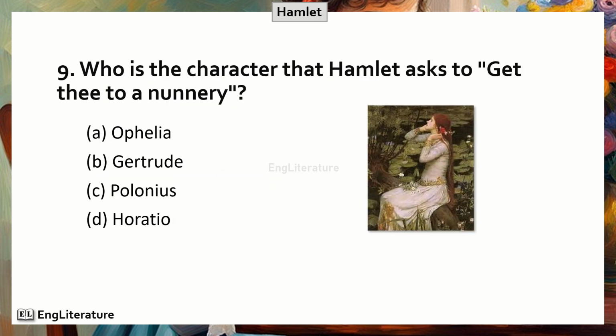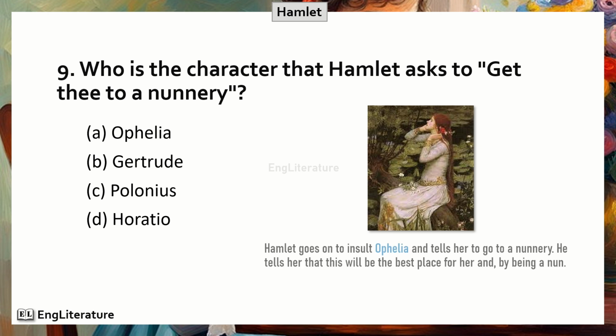Who is the character that Hamlet asks to get thee to a nunnery? Hamlet goes on to insult Ophelia and tells her to go to a nunnery. He tells her that this will be the best place for her, by being a nun. Then the right option is number A. Hamlet says to Ophelia, get thee to a nunnery.